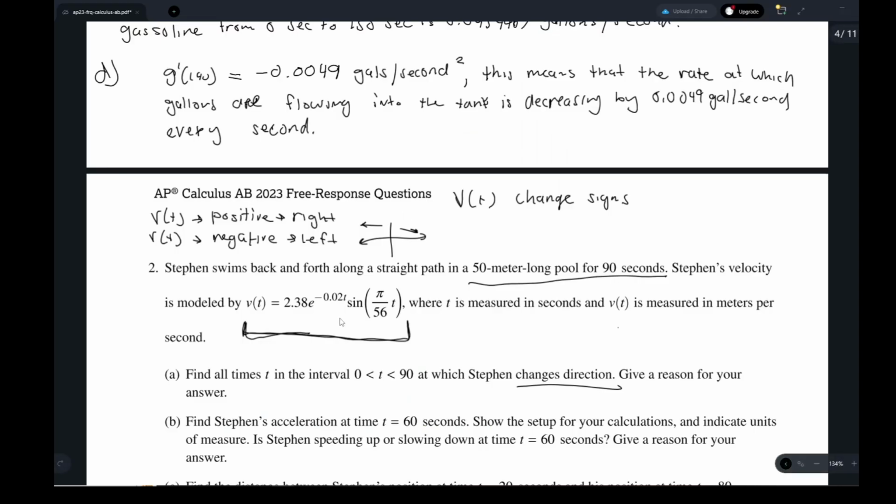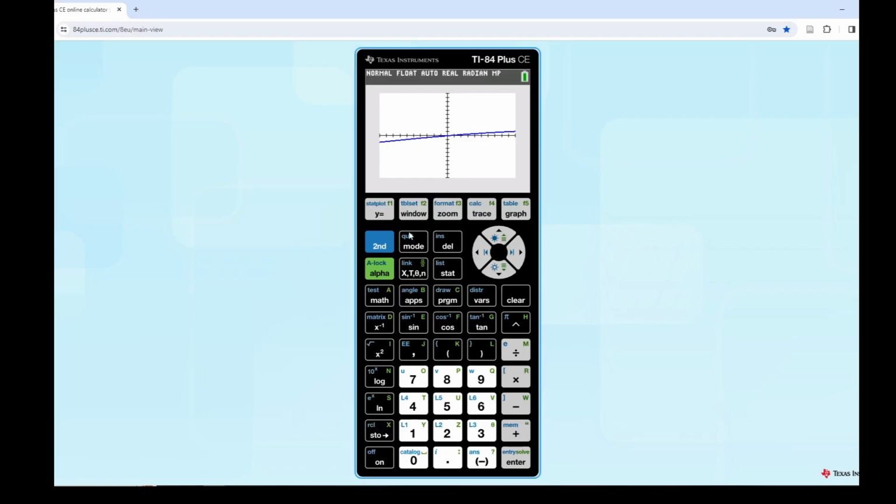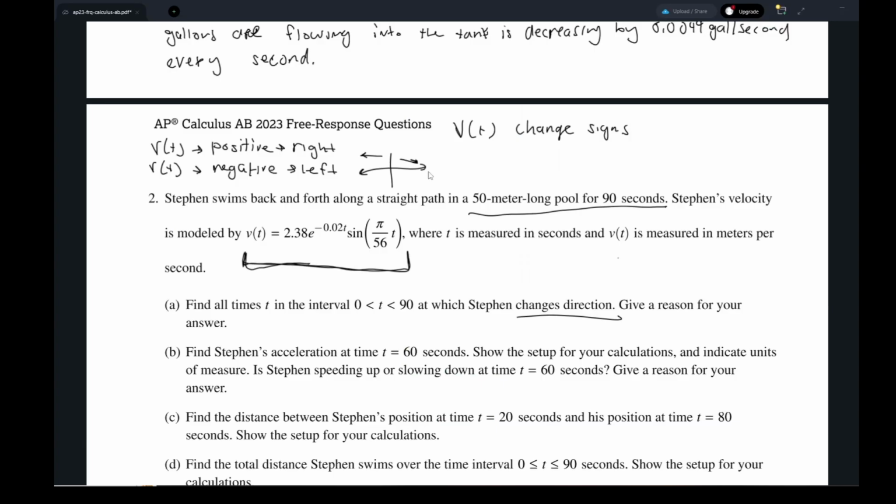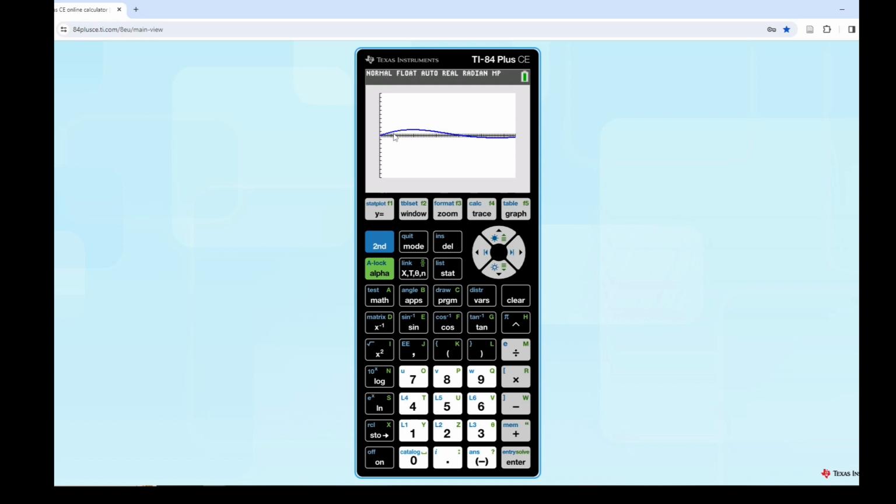And we're going to get this graph, and obviously we're going from 0 to 90. So I'm going to set my window. I'm going to write my x min as 0 and my x max is 90, right? So we're going from 0 to 90. And you can see here that our graph is going to be positive, so his velocity is positive. Remember that this equation is going to give us his velocity. So he's traveling to the right.